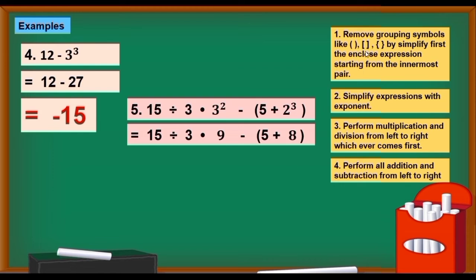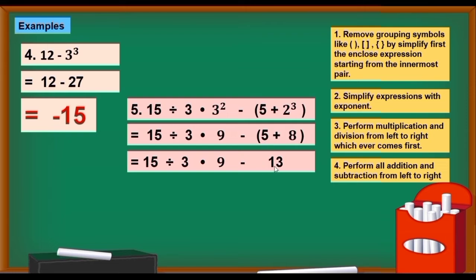Next one is to remove the grouping symbol. So, unahin po natin yung 5 plus 8 and that would be equals 13. So, binaba lang po natin yung 15 divided by 3 times 9 minus ang 5 plus 8 ay equal kay 13. And then, we have to perform the multiplication and division from left to right, whichever comes first.